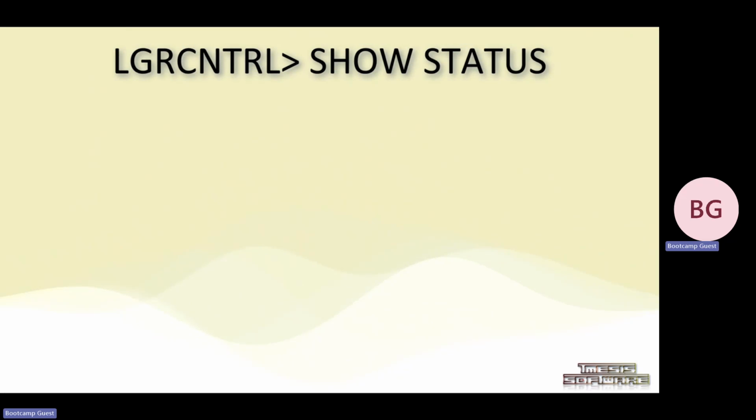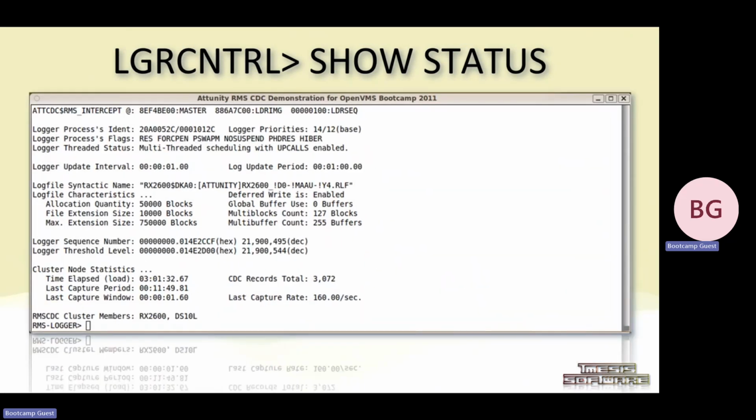And an ampersand for commenting. So here's an example of the show status on the logger control. Oh, geez, I didn't change that because this was all done as a video. It gives you the addresses where these things are loaded, the intercept. You have the identification for the logger processes out there, its base priorities, and flags that are put on it. You can find all this stuff in SDA if you have privilege to run that, but this is all put in there. It's multi-threaded processing. All the up calls are enabled.